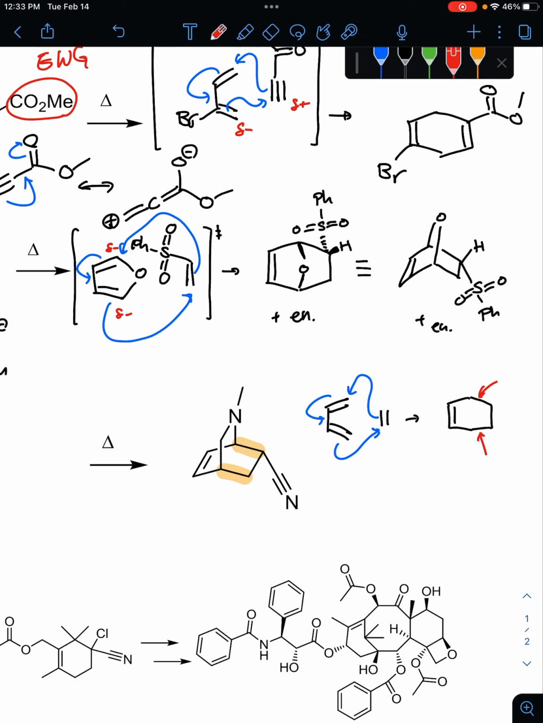Hopefully you see this cyclohexene here. That's the cyclohexene formed in the Diels-Alder reaction. Maybe we'll even write here that.